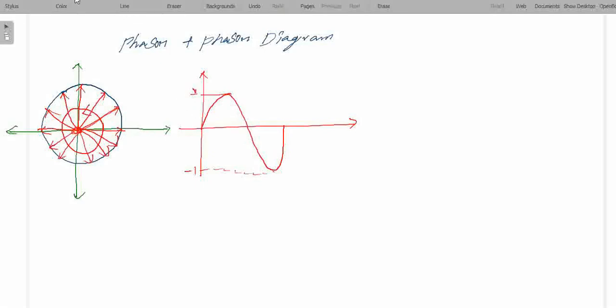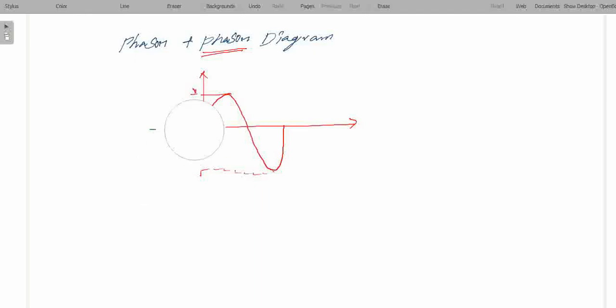So let us see a phasor. What do you mean by a phasor diagram? We have seen already phasor. A phasor diagram is nothing but a diagrammatical representation of a phasor. Diagrammatical representation of any phasor is called a phasor diagram. So let us consider a phasor diagram for waveforms.